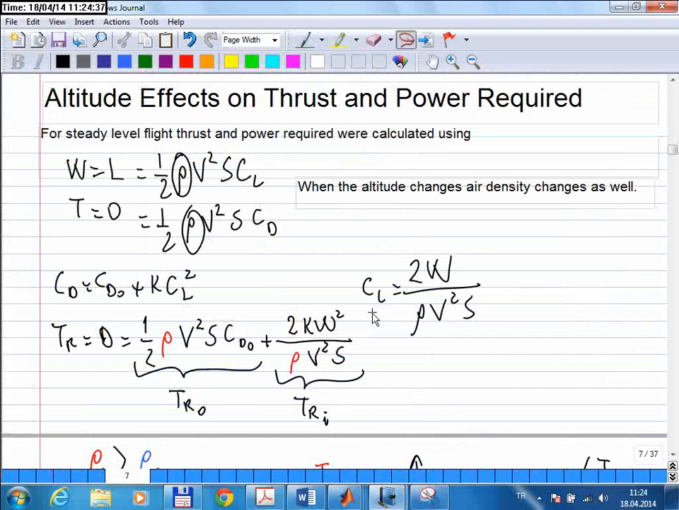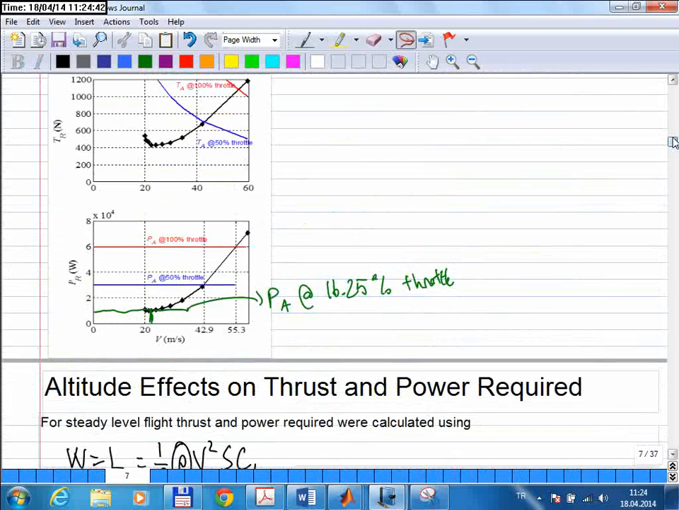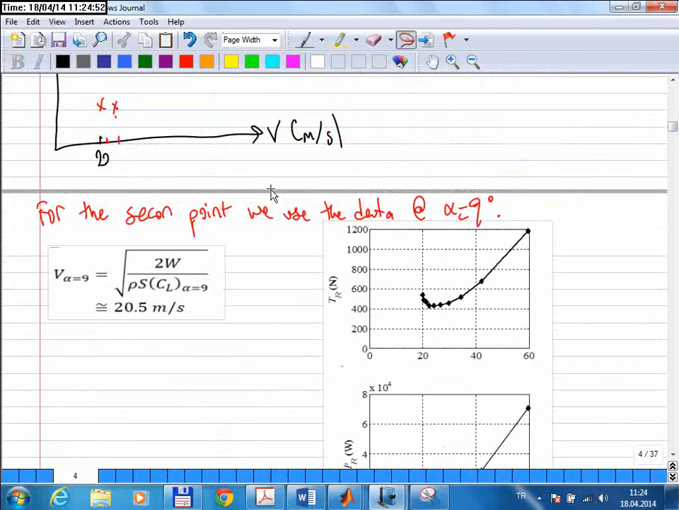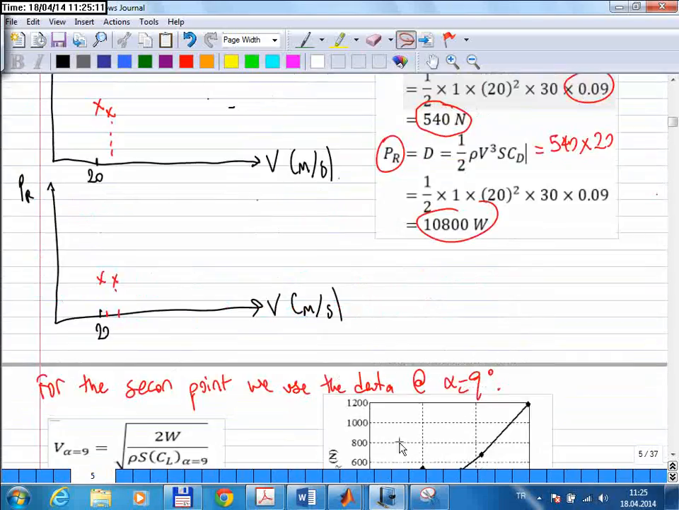Okay, so next, I would like to show you how all of these change with altitude. If you go back and look at the equations we used to calculate all of these things, the air density rho was always in the equations. For example, to find this speed value, we need the rho value, and we used rho equal to 1. But obviously, if rho was something else, then this would be a different number, right? Because rho is in that equation.